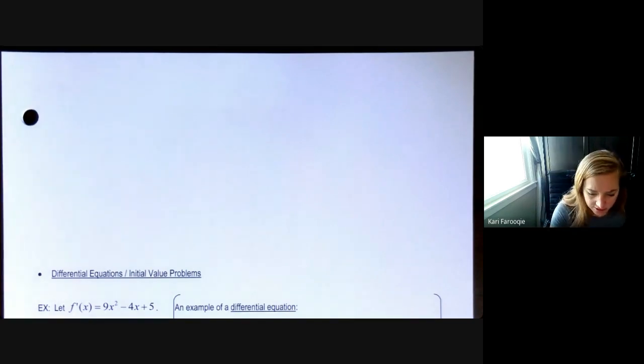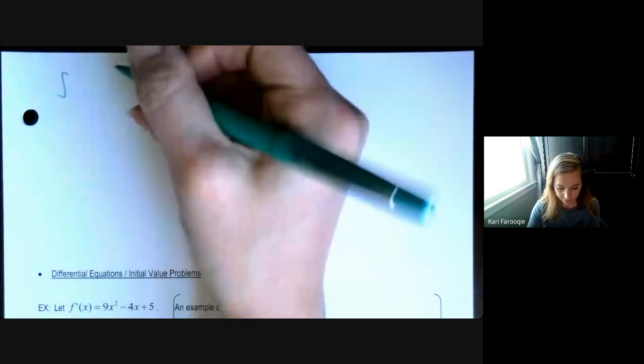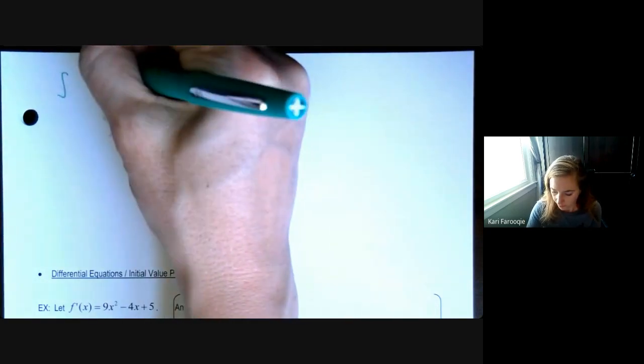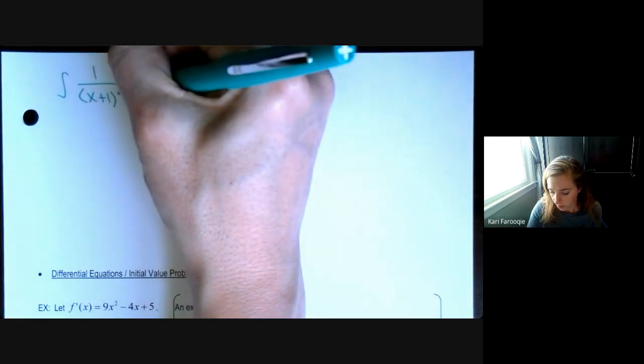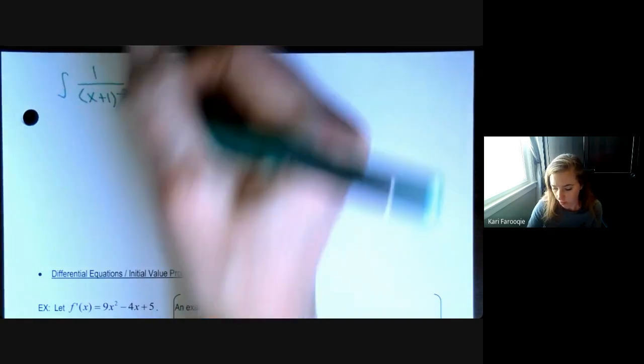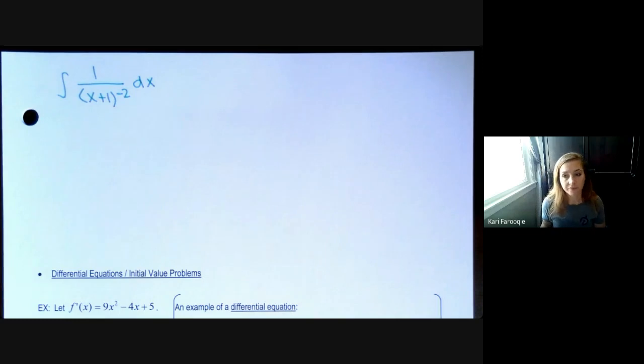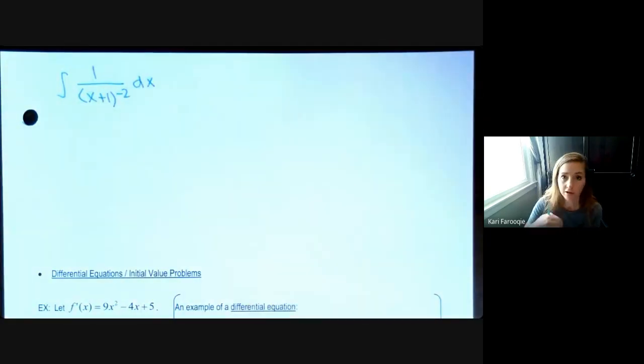All right, this one is the integral of 1 over x plus 1 to the negative second power dx. And if you're wondering, why did she write it like that with a negative exponent in the denominator? That was crazy, right? Right, so the whole idea is I need to move everything up.